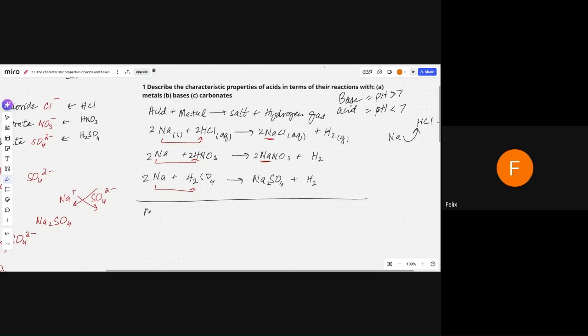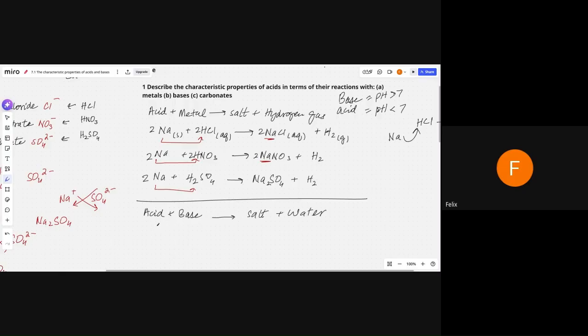So now acid plus base, right? Now the general reaction is a neutralization reaction. Whenever an acid reacts with a base, salt and water are produced, right? Salt plus water. When the base is a metal hydroxide, but even when it is a metal oxide, water is produced, right?